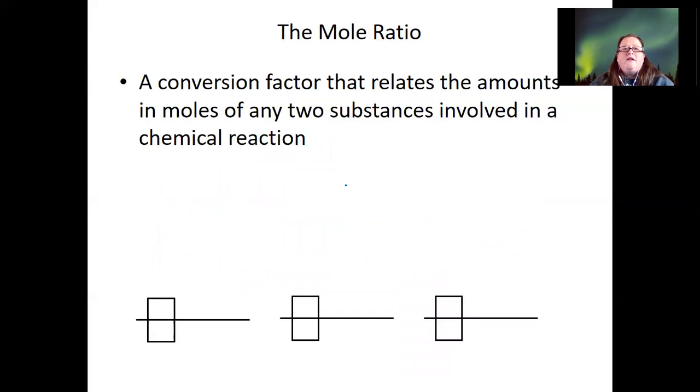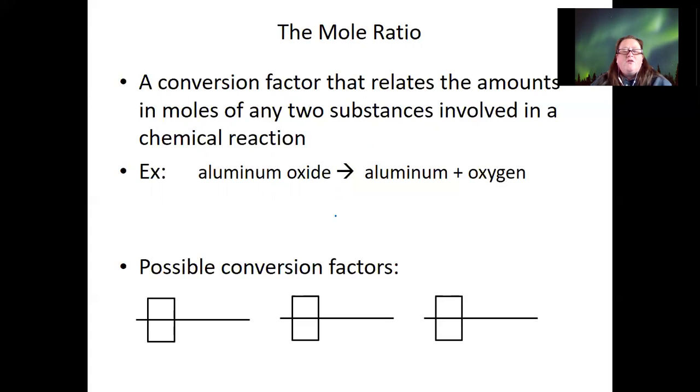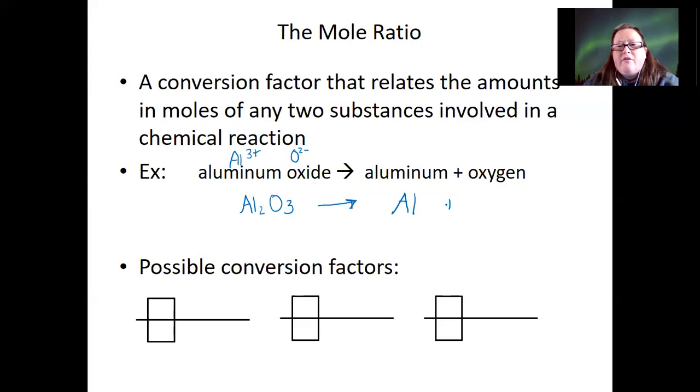The next thing I want to talk about is a mole ratio. A mole ratio is a conversion factor that relates the amounts in moles of any two substances involved in a chemical reaction. So with aluminum oxide, aluminum has a +3 charge, oxide has a -2 charge. The formula for aluminum oxide is Al2O3. The formula for aluminum is just Al, and the formula for oxygen is O2.